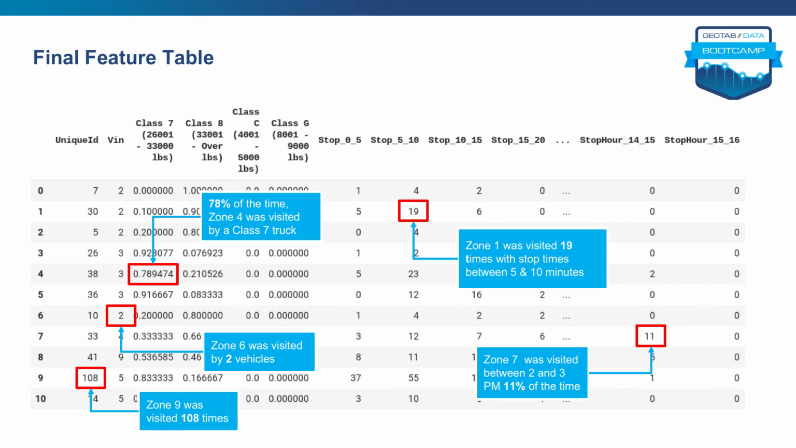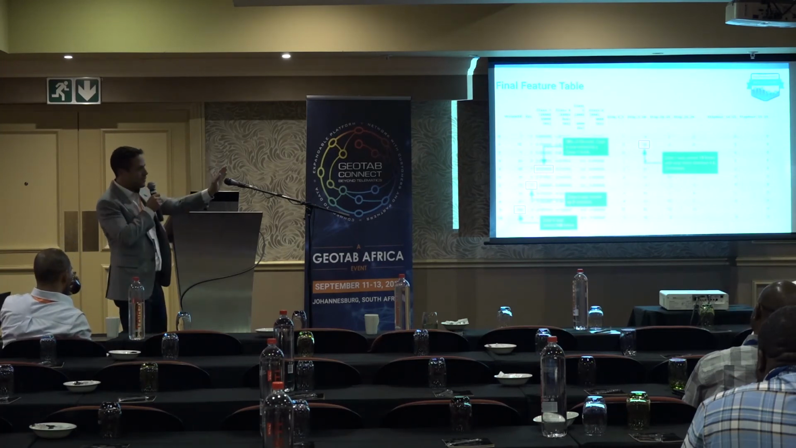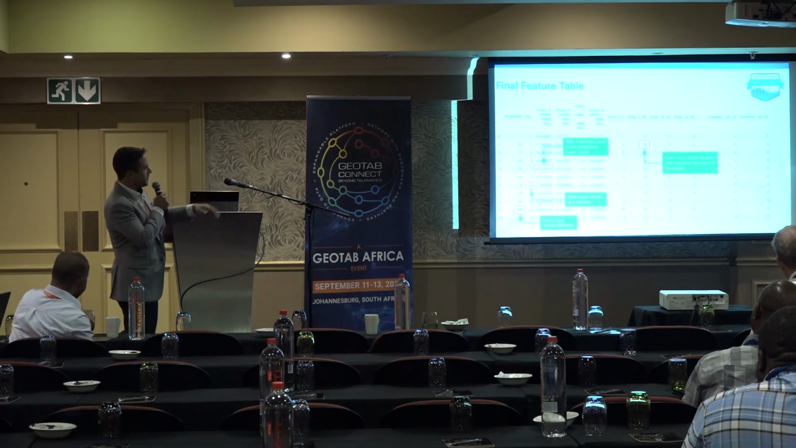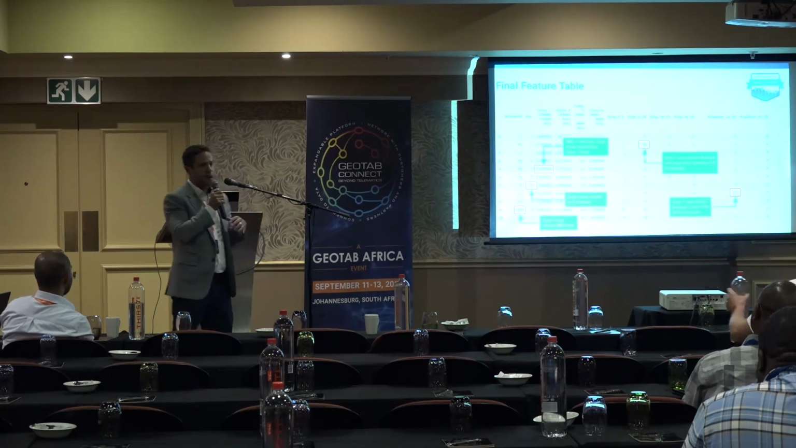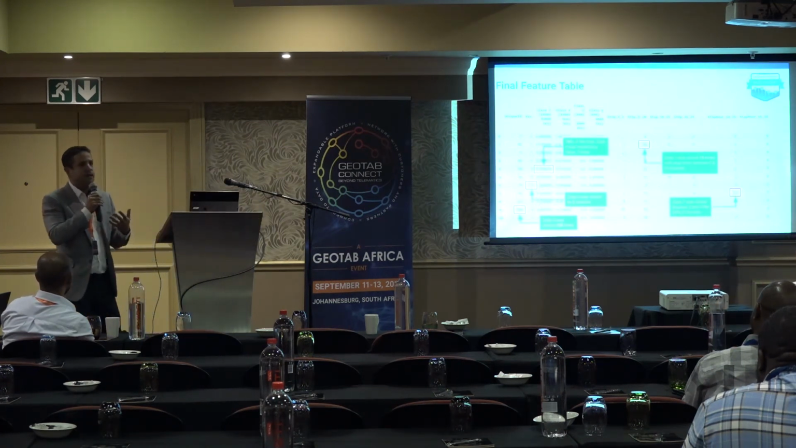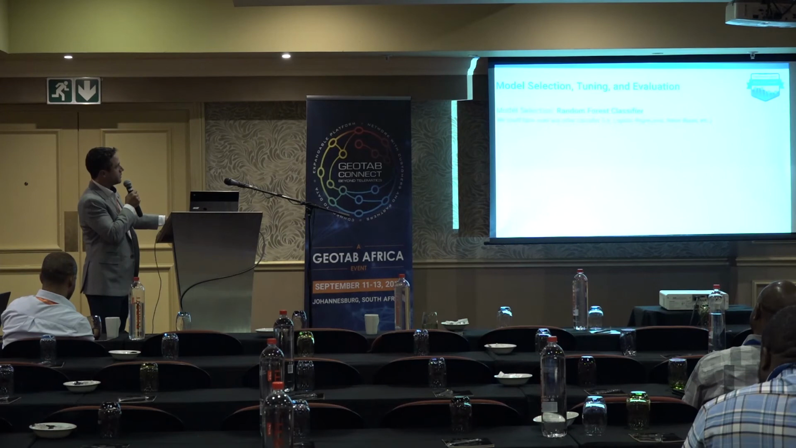The unique ID column: zone 9 was visited 108 times. The other thing we're looking at: zone 6 was visited by 2 different vehicles. In this case, 78% of the time, zone 4 was visited by a class 7 truck. Zone 1 was visited 19 times with stop times between 5 and 10 minutes. So what I did is we bucketed it out, right? We look at 0 to 5 minutes, 5 to 10, 10 to 15, etc. And then zone 7 was visited between 2 and 3 p.m. 11% of the time. So this gives us a good representation, some nice data to start working with to determine whether or not we're looking at an agency or a donor type of location.